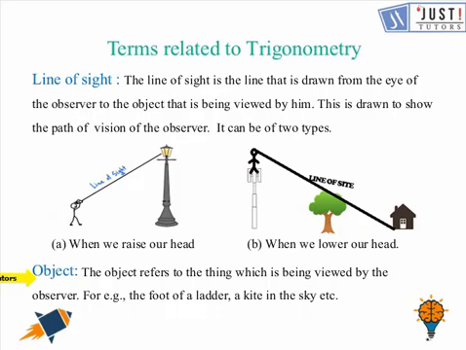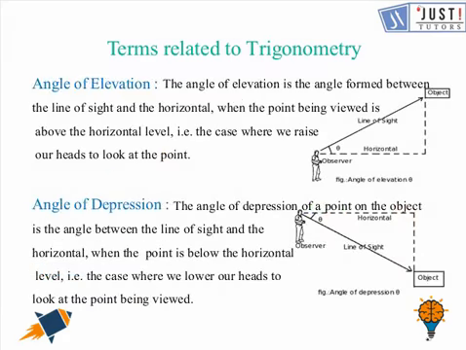Now the next term is object. The object refers to the thing which is being viewed by the observer. It can be the foot of a ladder or a kite in the sky or anything. The next terms are the two very important angles related to trigonometry.